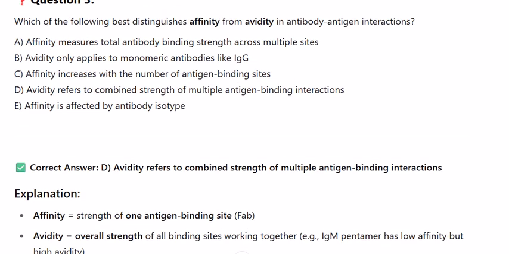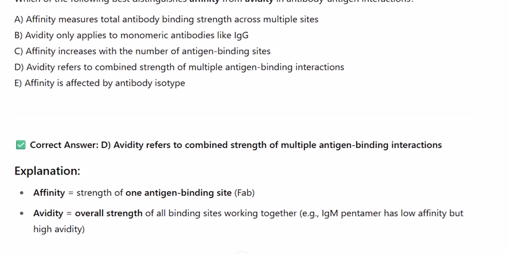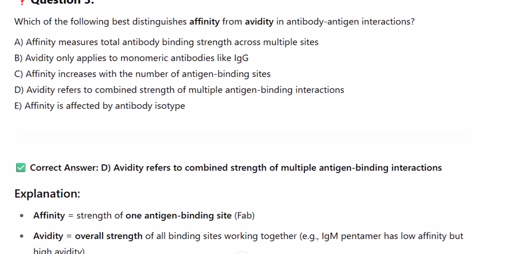Question 3. Which of the following best distinguishes affinity from avidity in antibody-antigen interactions? A. Affinity measures total antibody binding strength across multiple sites. B. Avidity only applies to monomeric antibodies like IgG. C. Affinity increases with the number of antigen binding sites. D. Avidity refers to combined strength of multiple antigen binding interactions. E. Affinity is affected by antibody isotype. Correct answer, D. Avidity refers to combined strength of multiple antigen binding interactions.